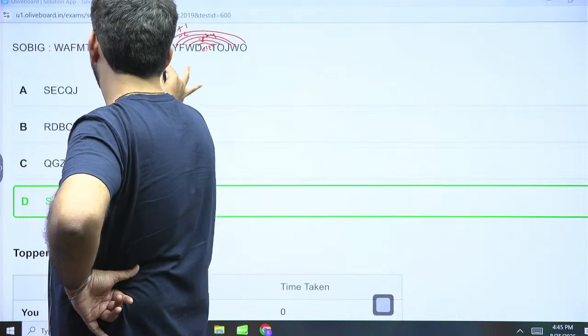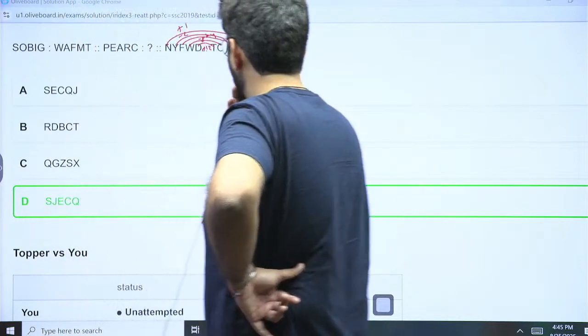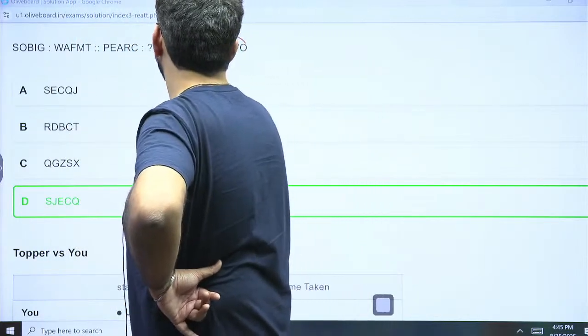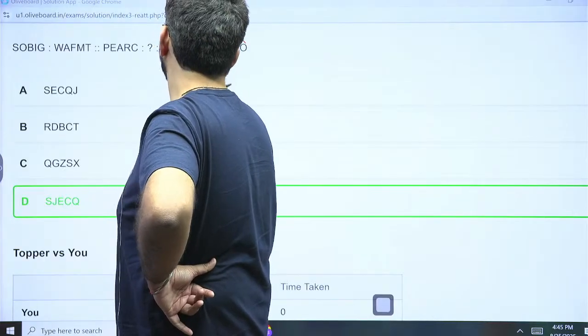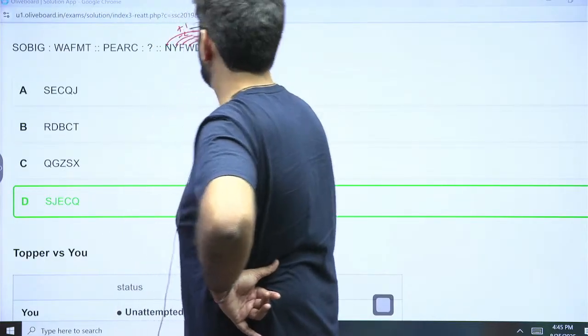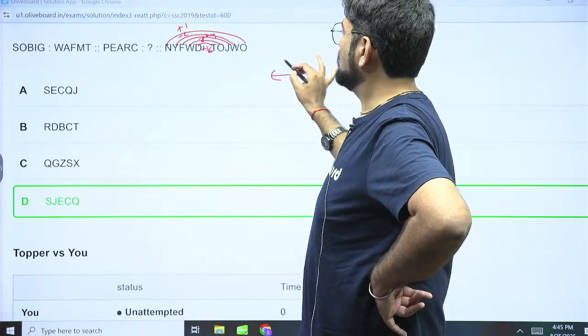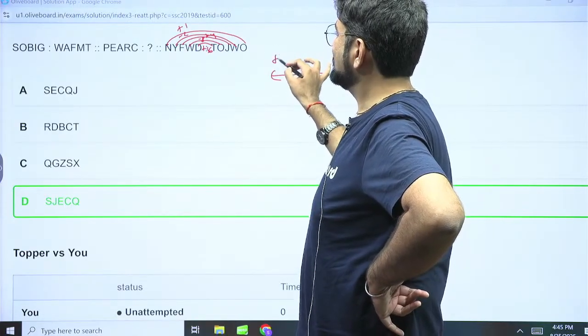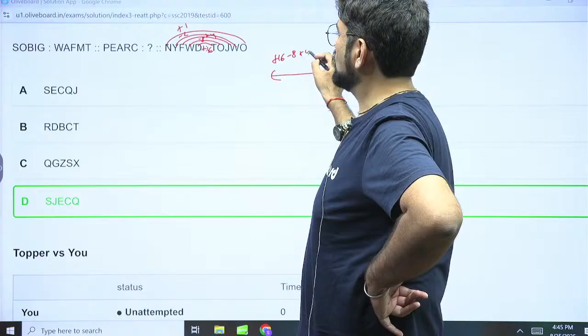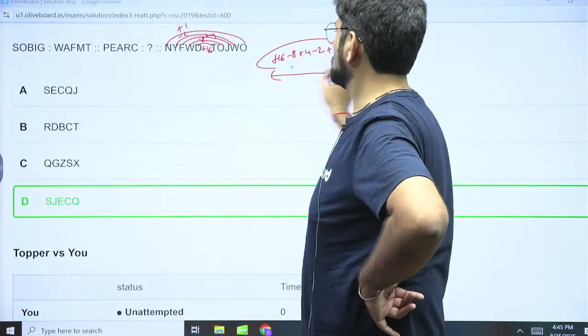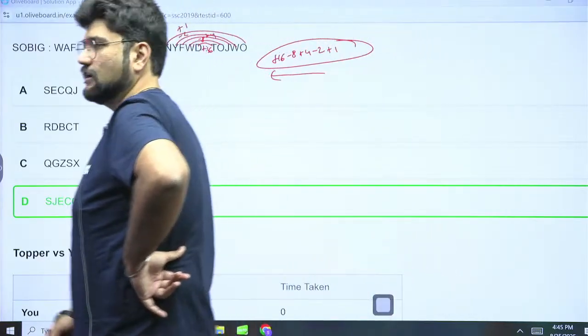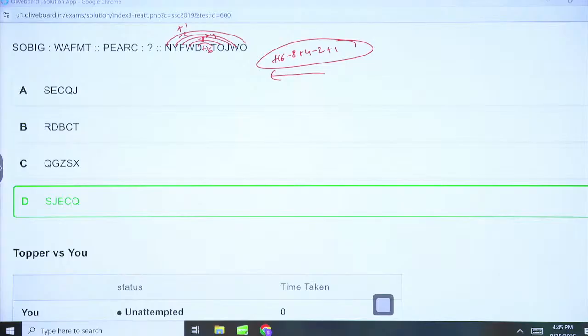C, 3 plus 12. No. 3 plus 16. Yeah, 4 plus 16, not 12. Sorry. Okay, this was very easy, not difficult actually. So they have just flipped it. And it is going like plus 16 minus 8 plus 4 minus 2 plus 1. That is the logic. But anyway, you could have taken a risk here.